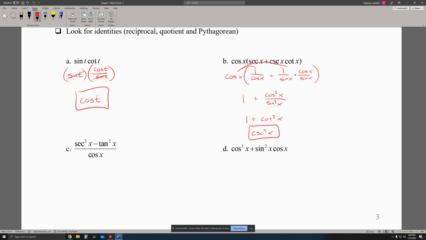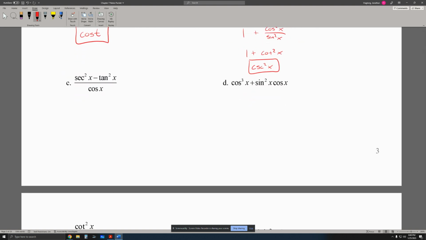Okay? Part C. Here we have secant squared minus tangent squared all over cosine. Well, I know the secant squared minus tangent squared, that's one of our identities. That's equal to 1 over the cosine. And that's just one of our reciprocal functions, the secant of x.